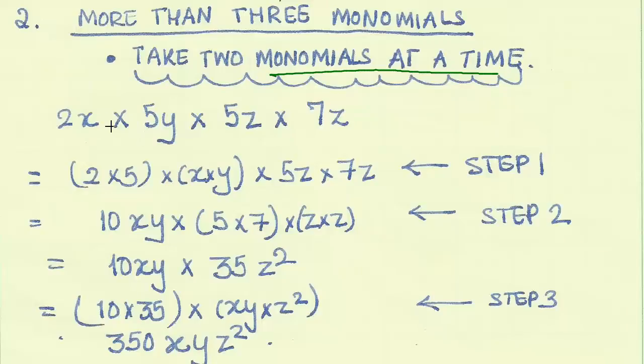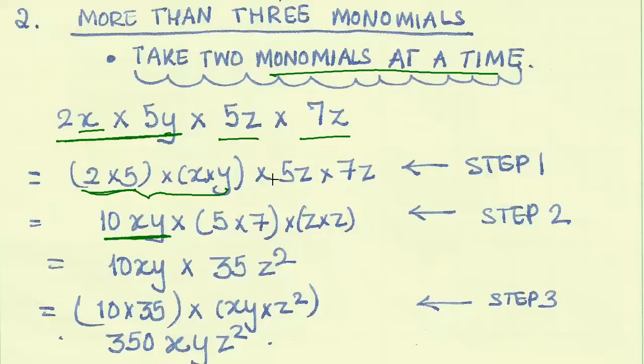Let us look at a quick example of how I would multiply four monomials. We have 2x multiplied by 5y multiplied by 5z multiplied by 7z. You can do some simplification as well when you are doing this, as you will see in this sum later on. First let us take these two, that is 2x multiplied by 5y. Again, we multiply the coefficients, that is 2 times 5, and we multiply the two variables, that is x times y. So the result of these two gives you 10xy.